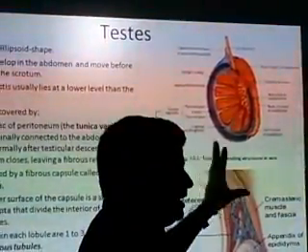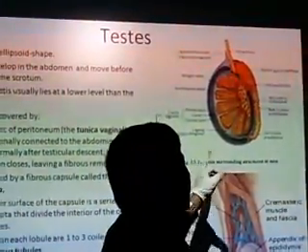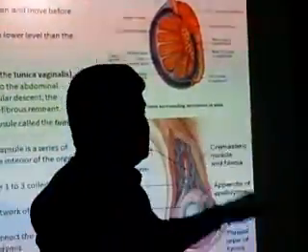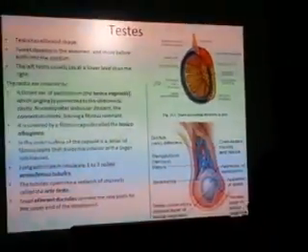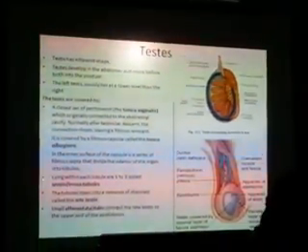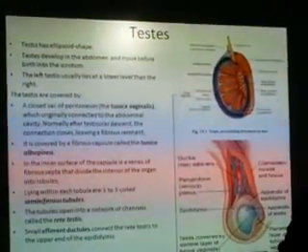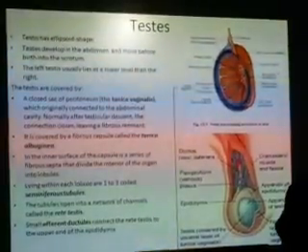About the testis, as well as about the epididymis. Here you also find a sinus, the cavity between the parietal and the visceral layer, which is called the sinus of the testis. I will show you the model. The sinus of the testis, and the location of the epididymis, as I said, on the posterior lateral side, defines the side of the testis. I will explain it when we go to the models.